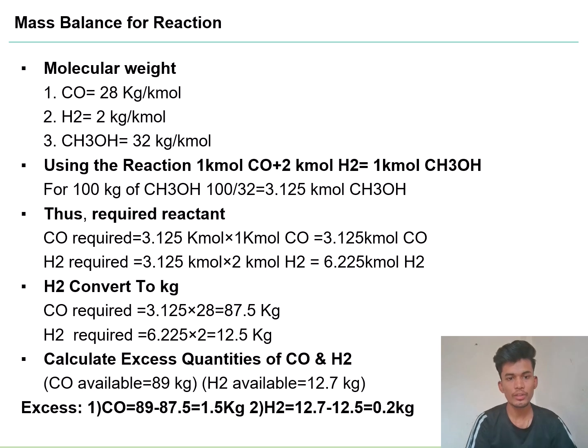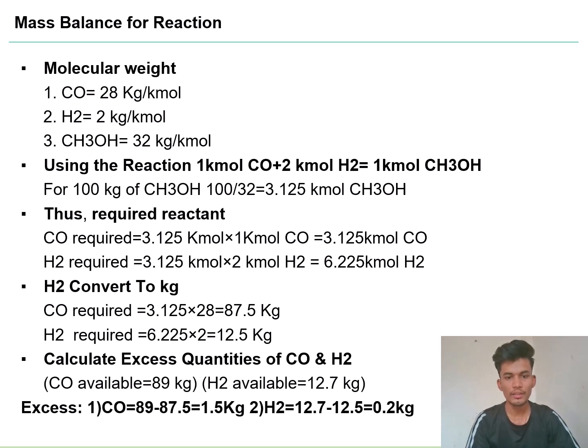So mass balance: molecular weight of carbon monoxide is 28 kg per kilomole, and hydrogen gas is 2 kg per kilomole. And methanol is 32 kg per kilomole. Using the first reaction, in which 1 kilomole of carbon monoxide is reacted with 2 kilomole of hydrogen to give 1 kilomole of methanol. For 100 kg of methanol, 100 divided by 32 is equal to 3.125 kilomole of methanol produced.